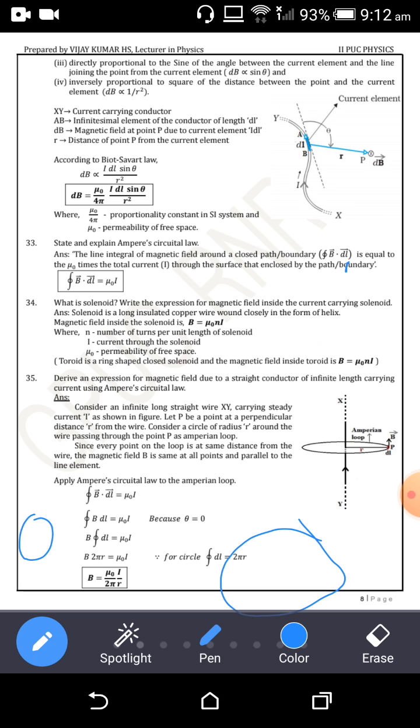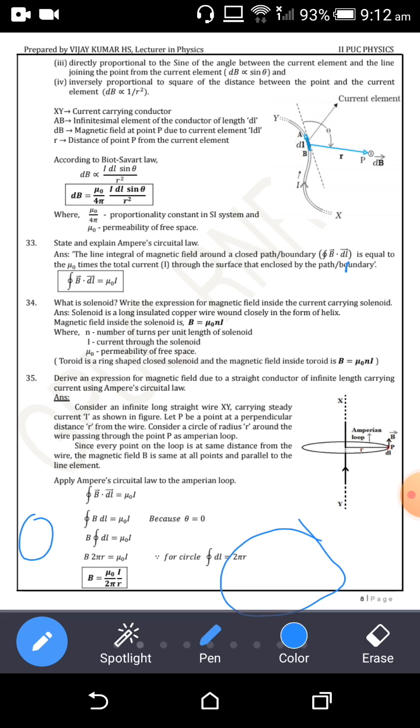Why only do we take sine theta, why not cos? Just think about that. Once we are done with this, you can give the answer. So dB is proportional to sine theta. Next, dB is proportional to 1 by r square. That means that it obeys the inverse square law.